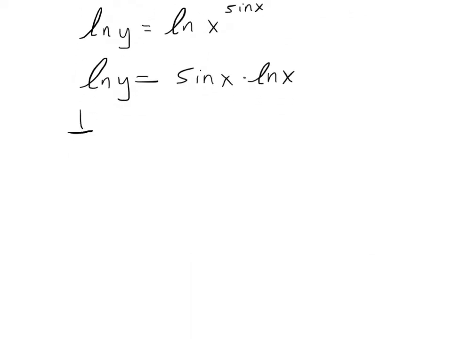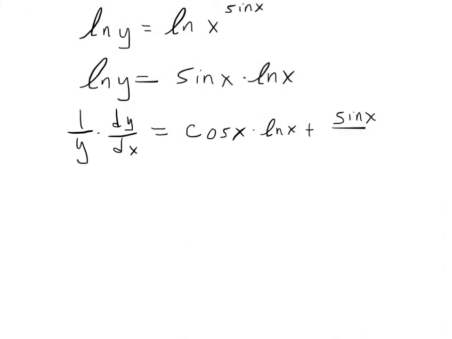On the left-hand side, I'll have 1 over y dy/dx. On the right-hand side, I'm going to need a product rule. This will be cosine x times ln x plus, and it's effectively going to be sine x over x. It'll be sine x times 1 over x, but I'm just going to put that x on the bottom. My last step is to multiply that y over. dy/dx is y times all of this.